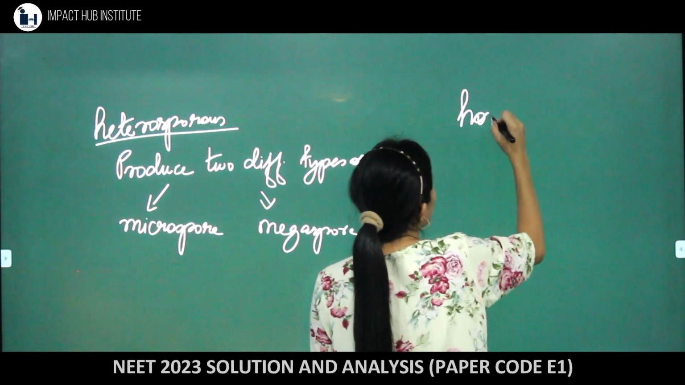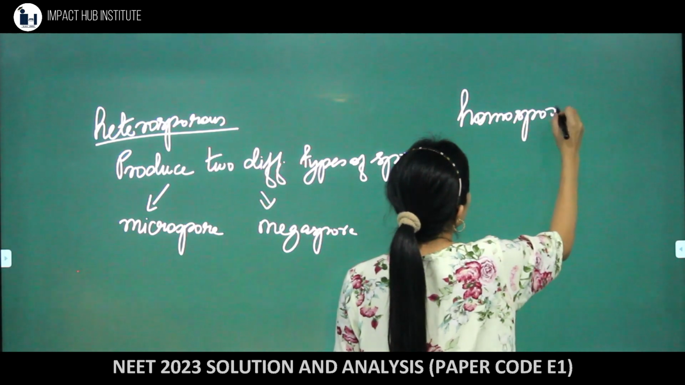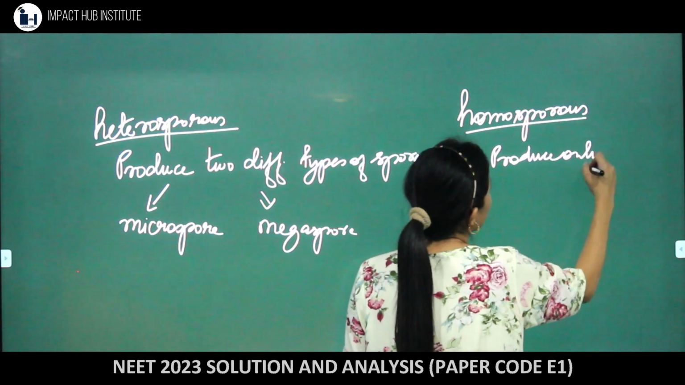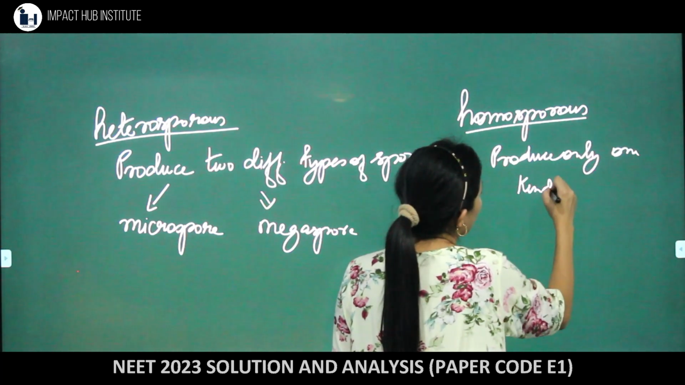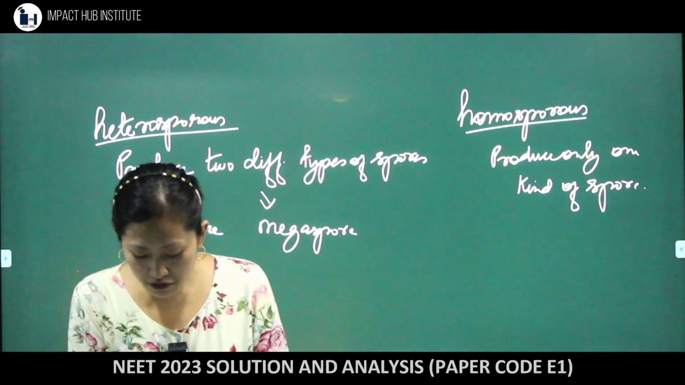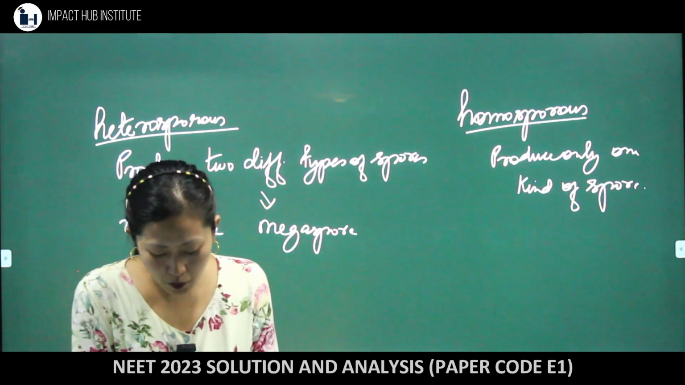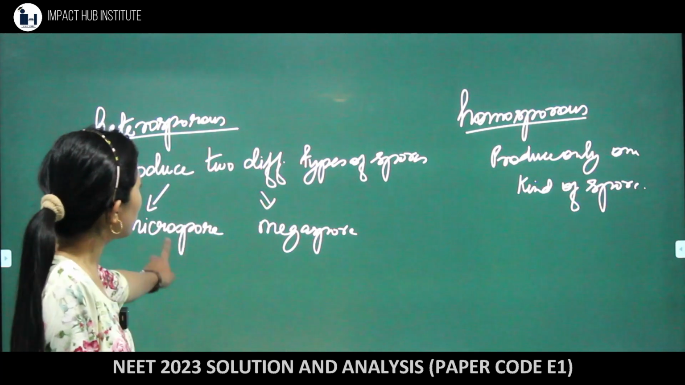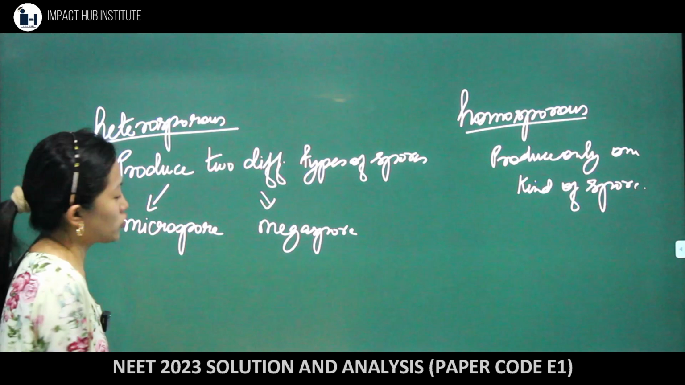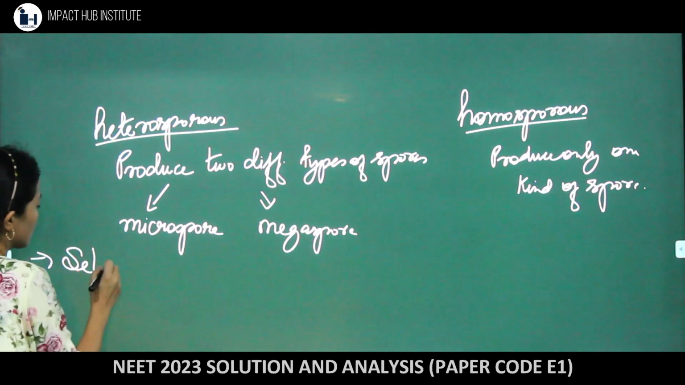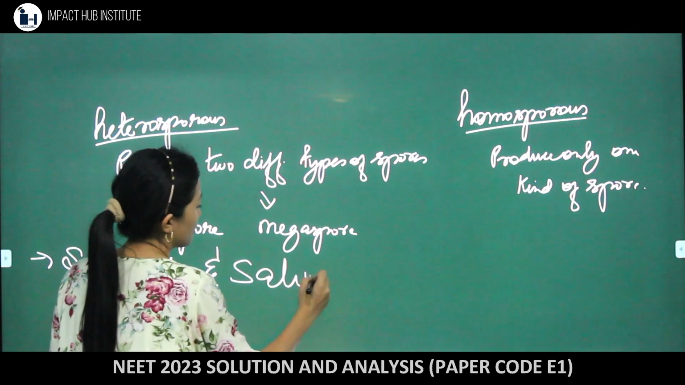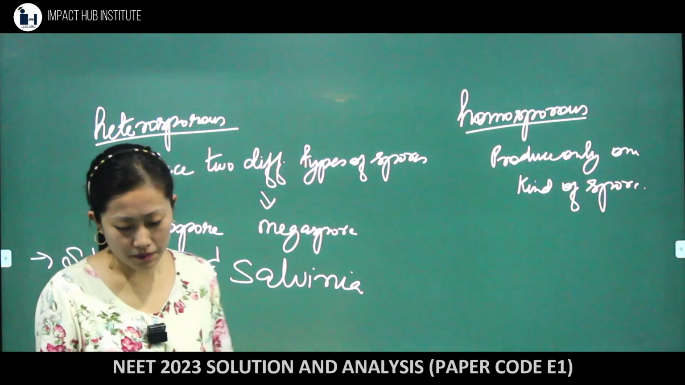So pteridophytes can be of 2 types, heterosporous and homosporous. Homosporous ones produce only one kind of spore. So they're asking us which pteridophytes are heterosporous. That means which pteridophytes produce 2 different types of spores. The correct answer is Selaginella and Salvinia, option 2.